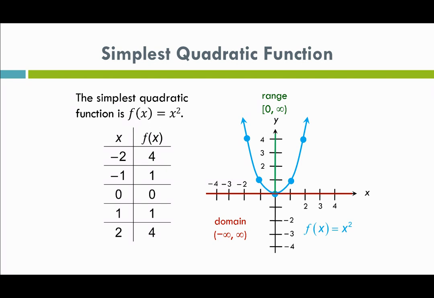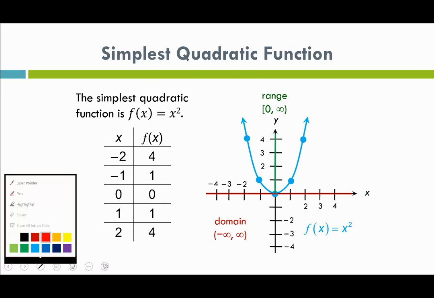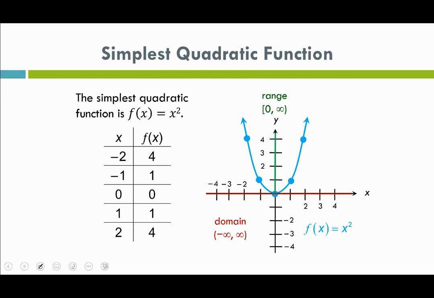Plotting points means that you choose some x values, and from those x values, you plug them into your function to get your y coordinates. So these are the x values that they chose. And to get the matching y coordinates, they plugged each one of those x values into the function f of x equals x squared and found the corresponding y coordinate. And then they plotted those, which gave us this picture on the right, which is called a parabola.